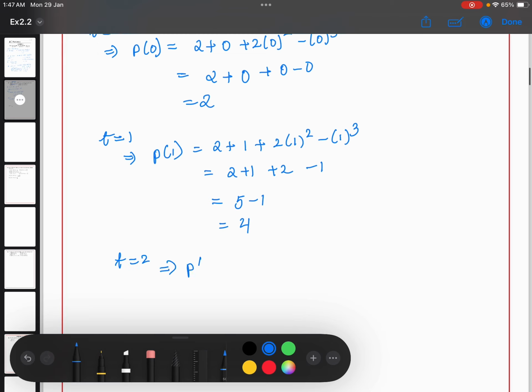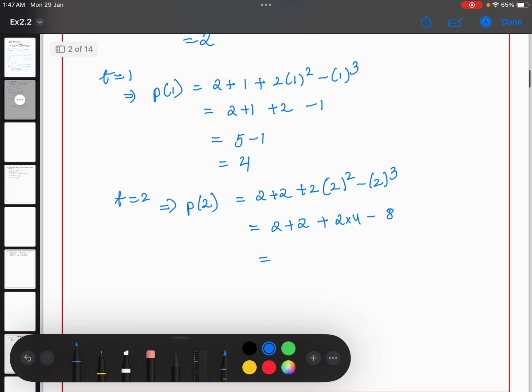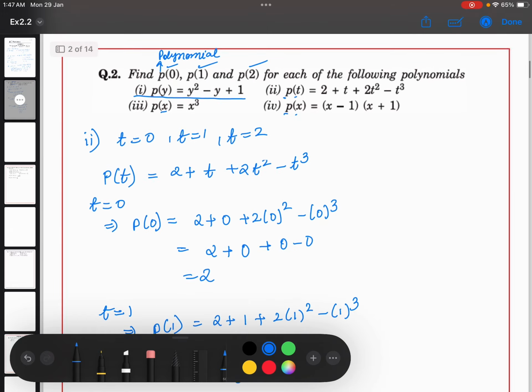Next is t equal to 2. So you just substitute with t equal to 2. You'll get 2 plus 2 plus 2 into 2 square minus 2 cube. So this will be 2 plus 2 plus 2 into 4. Now 2 cube means multiply 2 three times, so you'll get 8. So 2 plus 2 plus 8 minus 8. You can just add all the additions together, 12 minus 8. So the answer should be 4.